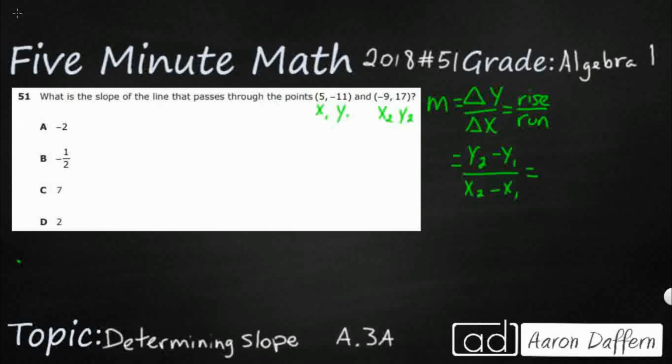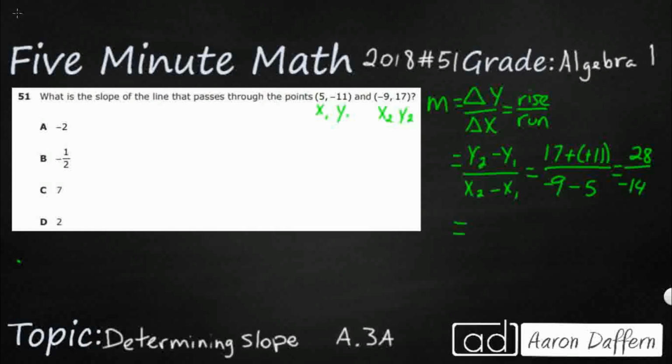So now that we've labeled them, our y2 is 17 minus our y1, which is negative 11. So minus negative 11 is going to end up being addition. And then my x2 is negative 9 minus 5. Okay, so that's going to end up being negative on the bottom. A negative and negative, like I said, that's addition. So that's going to end up being 28 over negative 9 minus 5. So it's like adding two negatives. It's like negative 14. Okay, so there we go.